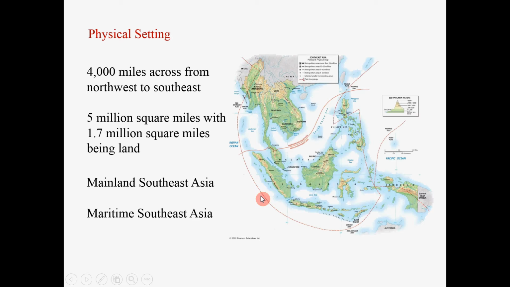We can divide Southeast Asia into two major portions: mainland Southeast Asia and maritime Southeast Asia. The maritime Southeast Asia is also called the insular Southeast Asia. The countries in mainland Southeast Asia are Myanmar or Burma, Thailand, Laos, Cambodia, and Vietnam. The countries in maritime Southeast Asia are Malaysia, Brunei, the Philippines, Singapore, Indonesia, and East Timor.